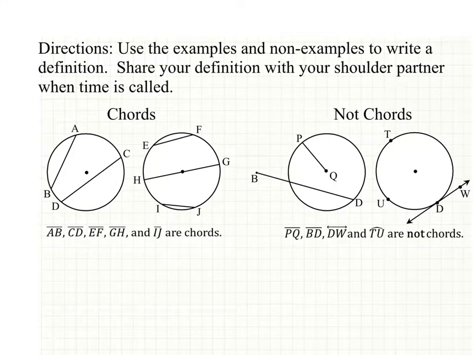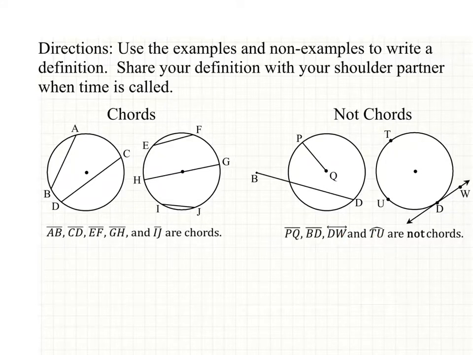And now let's move on to our lesson, which is about different segments and lines in a circle. So the first segment we're going to talk about is the chord. There are 2 examples that show different chords, and there are 2 examples that show you different segments and lines that are not chords. Please use these examples to come up with a definition for a chord. Pause the video and discuss with your shoulder partner what a chord is. Why are these chords and why are these not chords?